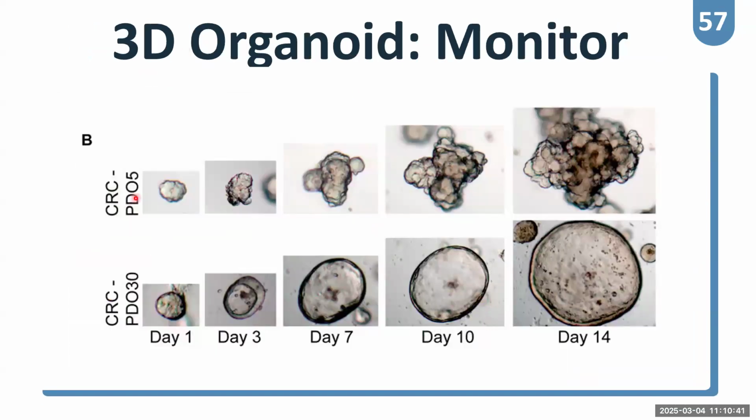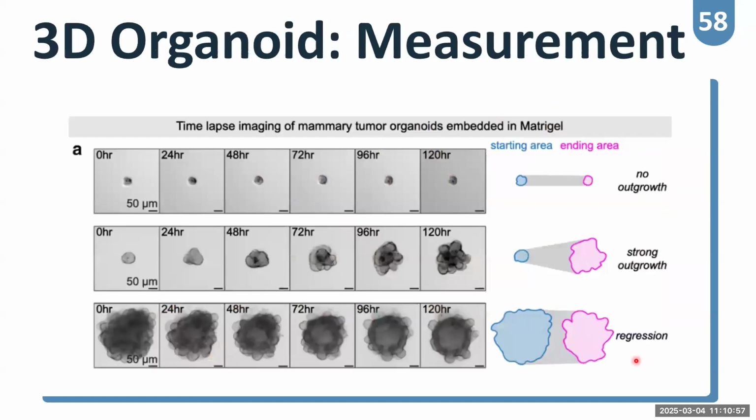Even with CRC, the colorectal cancer model, if they come from different patients, for example patient number 5 and 30, you will see different formation of the organoids up until day 14. You can see the different growth patterns. From the first one, they don't die, but they don't grow; or they grow strongly outward, compared to this one, which grows inward, but all of them grow.